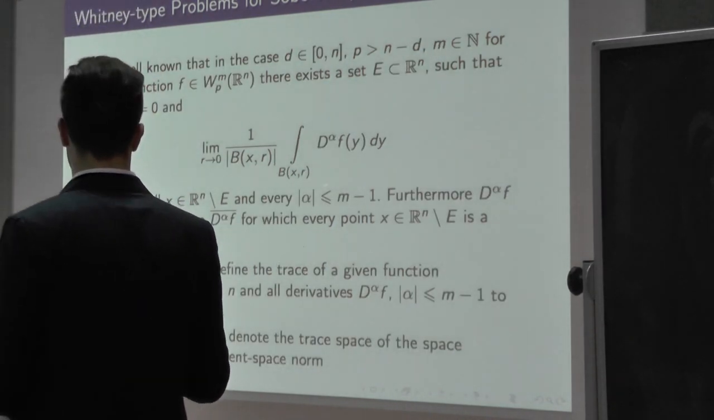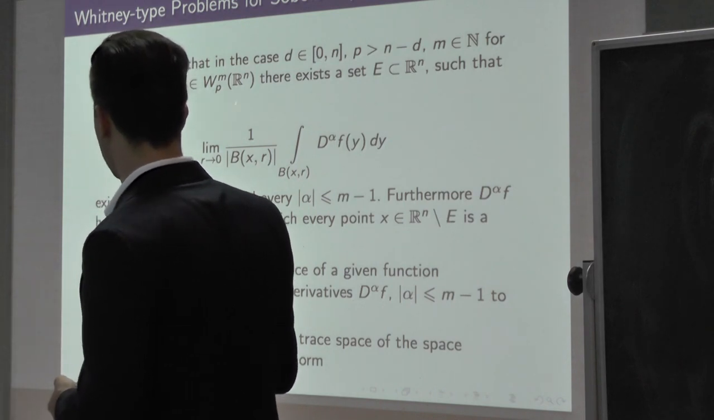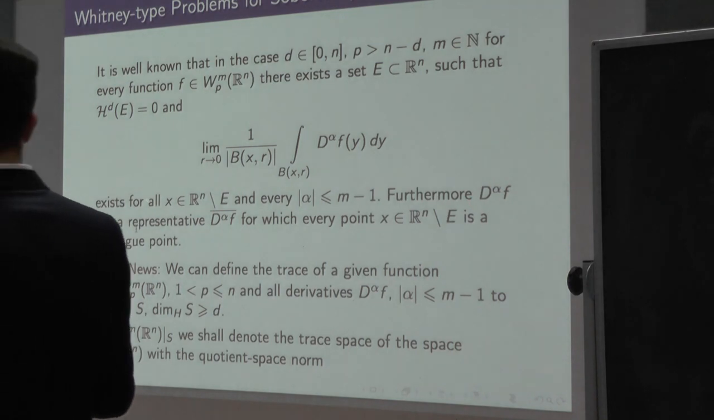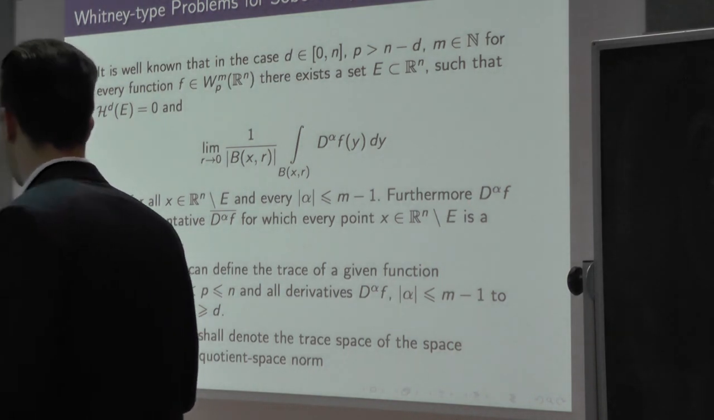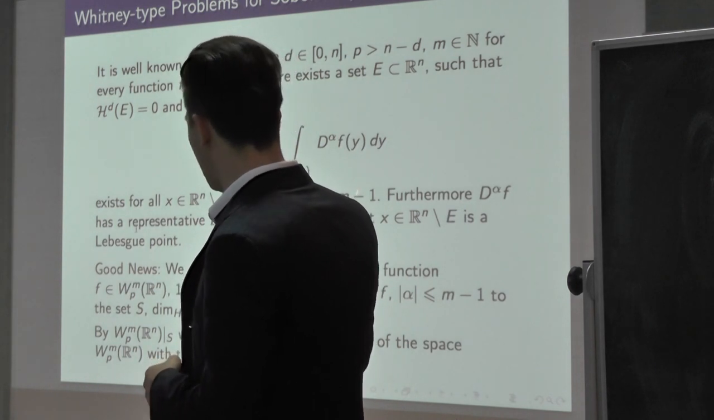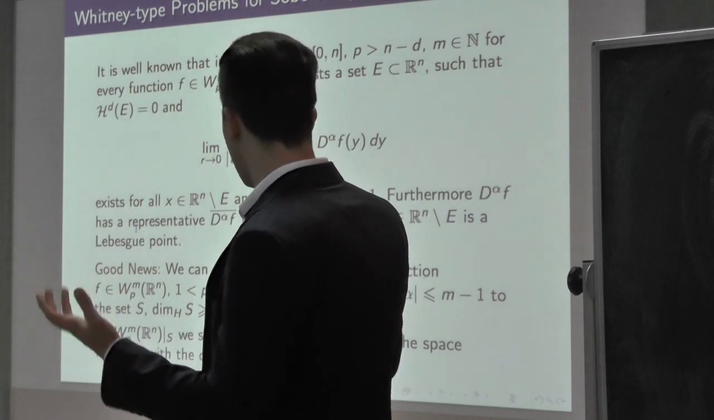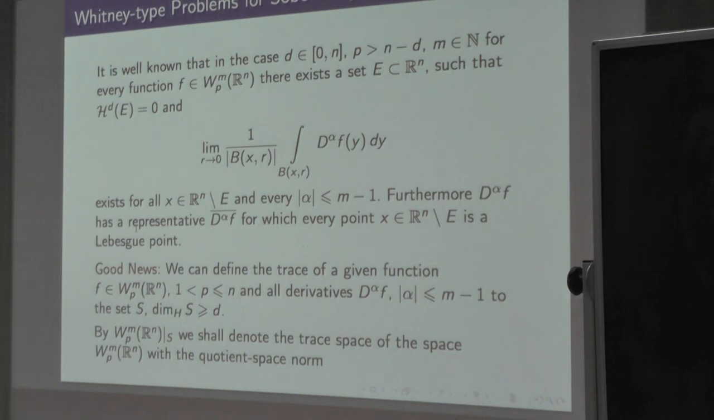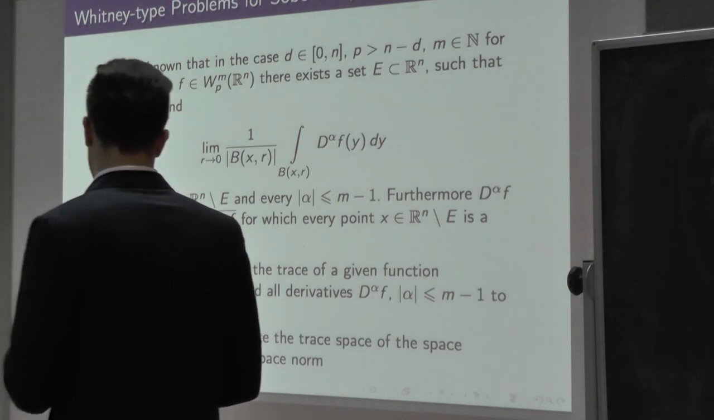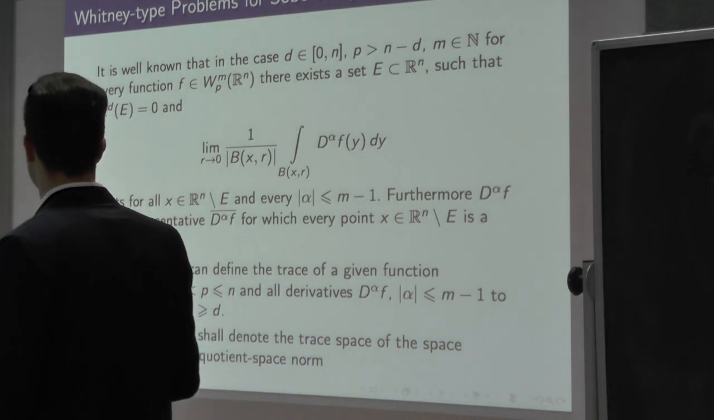Fortunately, it's well known that if d is between 0 and n and p is bigger than n minus d, m natural, then for every function f from the Sobolev space there exists a small negligible set E such that the d-dimensional Hausdorff measure of this set equals 0. And for every point x from the complement of this set, we can differentiate this integral. Furthermore, every point x from R^n minus E is a Lebesgue point for D^alpha f. So in this case, we can define the trace, but only for sets with Hausdorff dimension greater or equal to d. And we denote by W^m_p(S) the trace space with the usual quotient space norm.